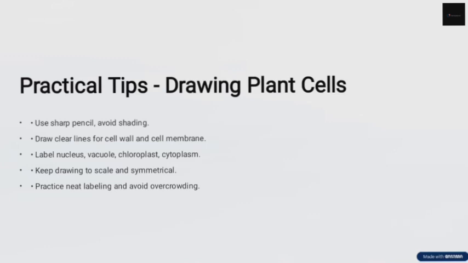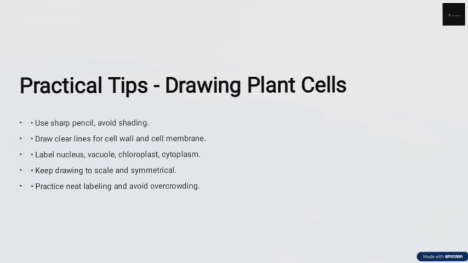Okay, so the next to last slide for this is practical tips for drawing a plant cell. These are things you should know by now. Use sharp pencils and of course don't shade. Draw clear lines. Why? Because your body is not a perfect straight line. Your cell can never be a perfect straight line. So you should draw with your hand. Draw freehand. Label everything accordingly.